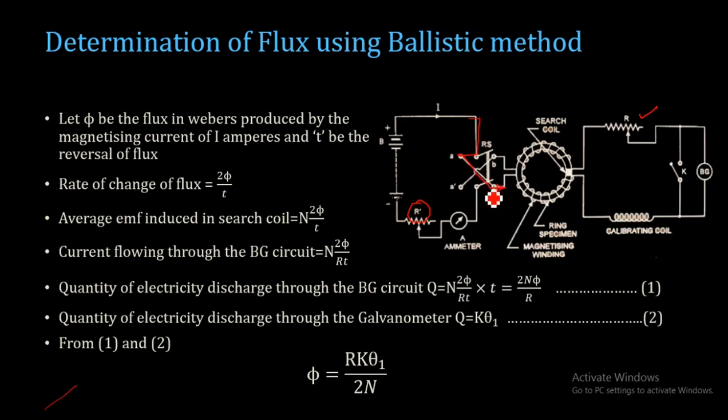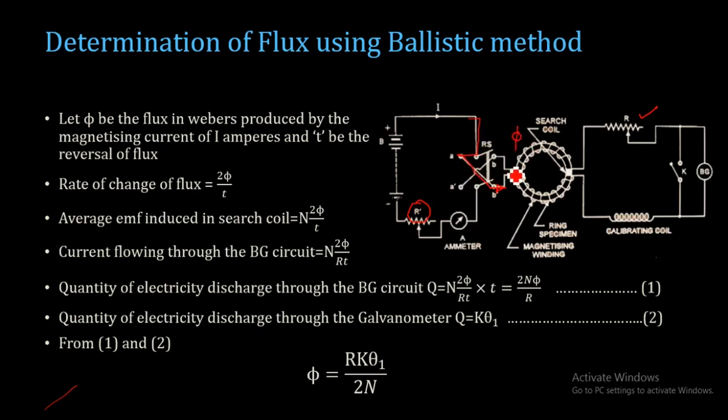Okay, so you can reverse the connections by shifting the switch. So you'll be reversing the connections and you'll be seeing the flux change. Now let phi be the flux produced in this magnetizing coil due to current of I amperes, and you will be using this reverse switch to reverse the directions. So once you reverse the direction, you are having some I current flowing, so because of that some flux phi will be produced.